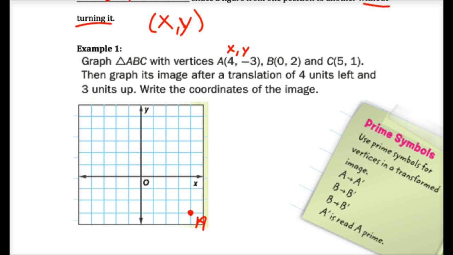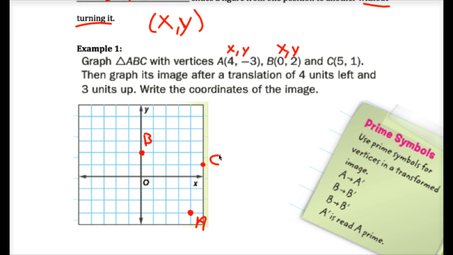All right, B is at 0, 2. When one of the values is 0, kids get all bent out of shape. Where is 0, 2? Up 2. It's not on the x-axis. It's actually on the y-axis, okay? Because, think about it. We start at the origin, we go 0 units in x, so it's still going to be on the 0, but then we're going to go 2 units up and label that point B. So be careful, guys, when one of the values of your point is a 0, because it's a common mistake. And then C's at 5, 1. 1, 2, 3, 4, 5, 1.